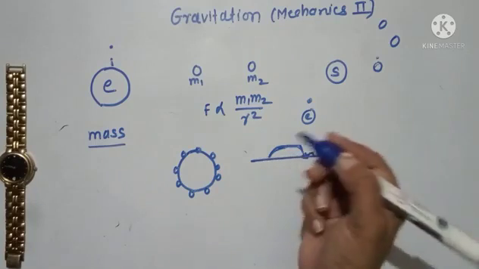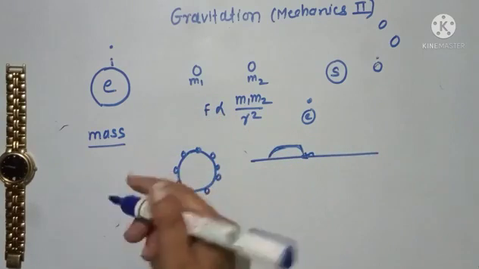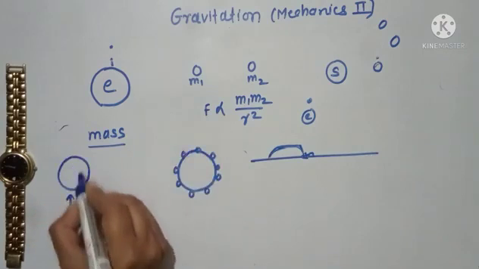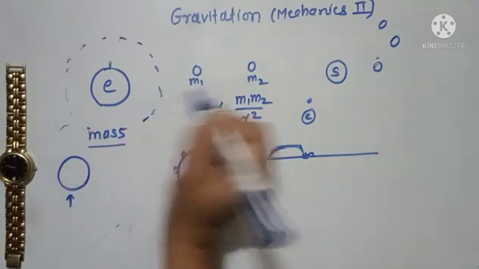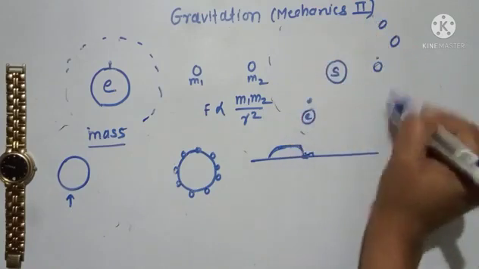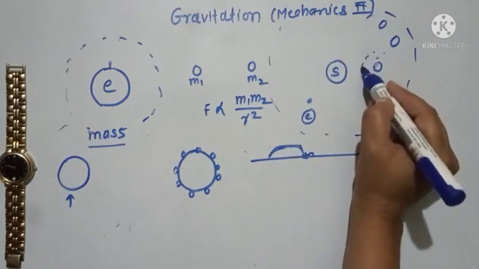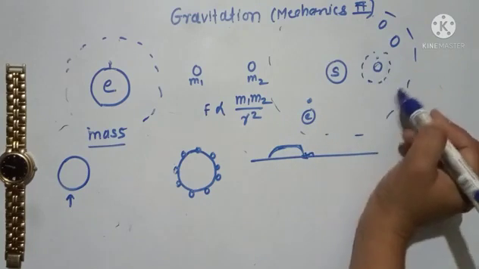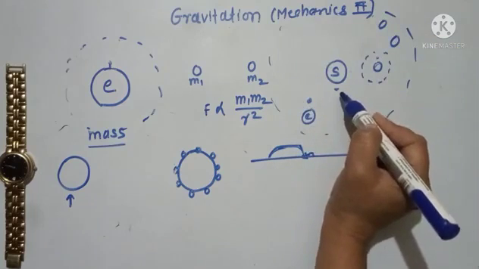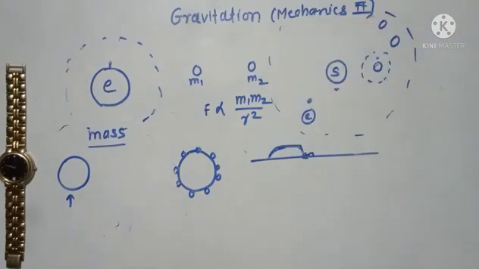So the origin of the gravitational force field is mass. If mass is greater, then its gravitational pull will also be greater. If this is the sun, its gravitational force field will be greater. If this is the Earth, its gravitational force field will be smaller as compared to that of the sun. So the heavier the mass, the greater the gravitational force field.